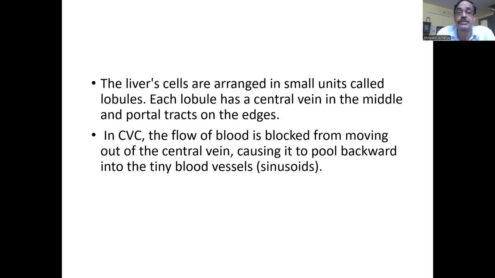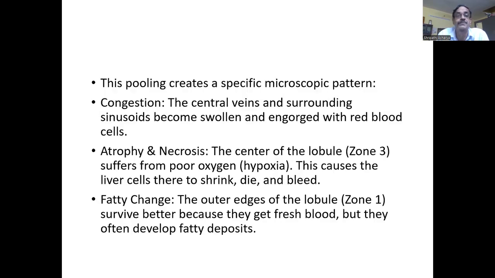The flow of blood is blocked from moving out of the central vein, causing it to pool backwards into the tiny blood vessels, the sinusoids. The pooling creates a specific microscopic pattern, congestion. Central veins and surrounding sinusoids become swollen and engorged with red blood cells, with atrophy and necrosis.